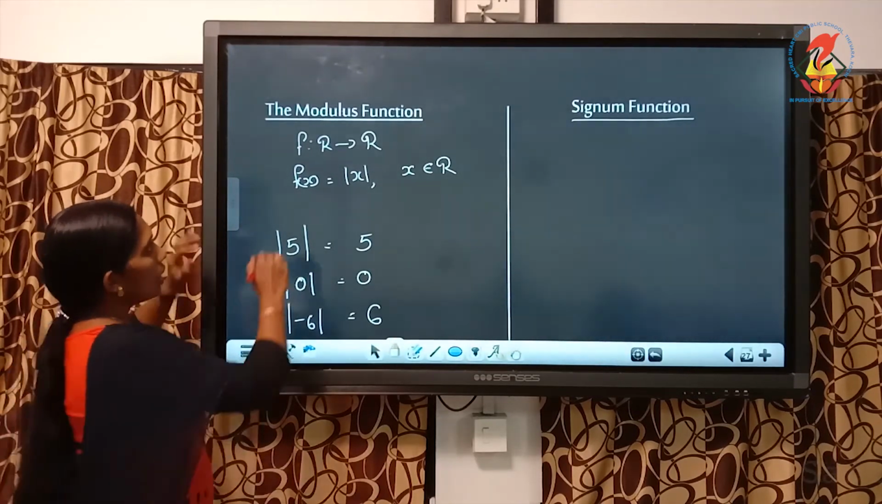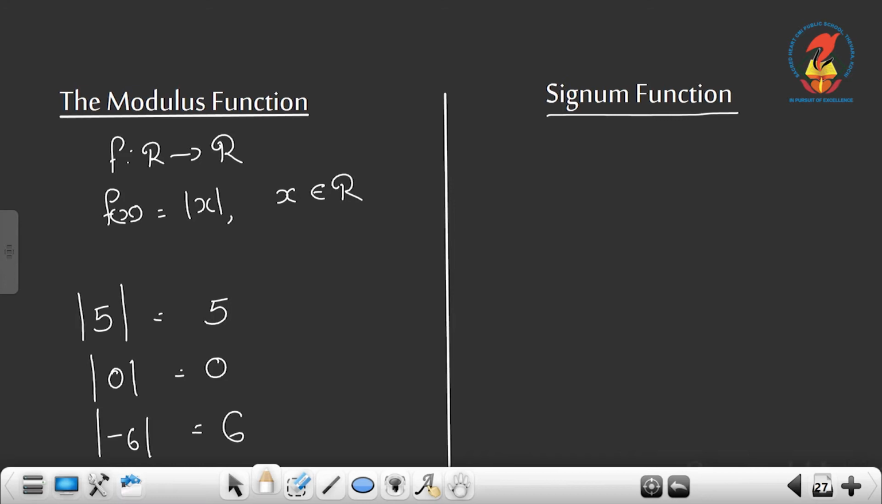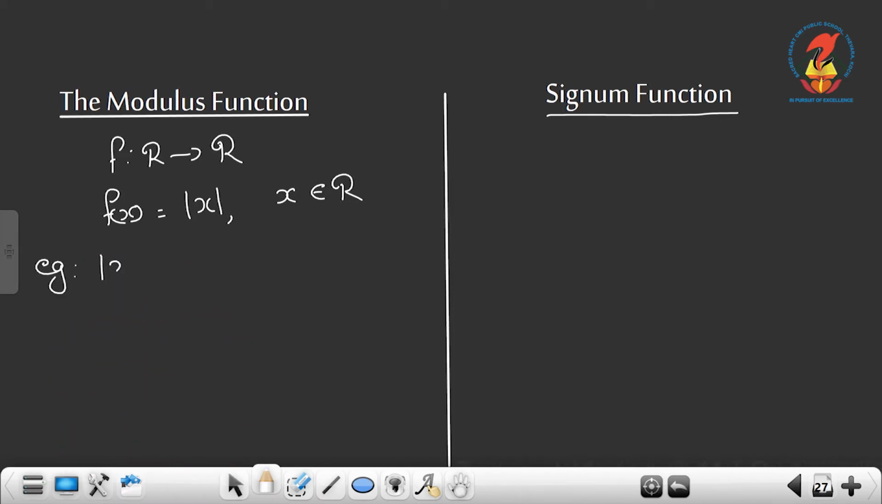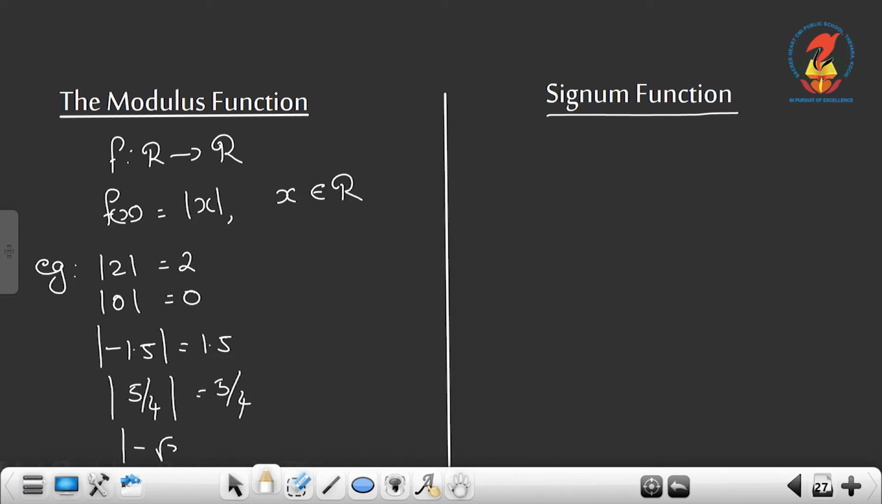Okay. So, modulus function is defined as f of x is equal to mod x. Example, you can write some examples. Mod 2 is equal to 2, mod 0 is 0, mod minus 1.5 is 1.5 itself, mod 5 by 4 is 5 by 4, mod minus root 3 is equal to root 3, like that. Check the right hand side, all positive numbers, not negative. Okay. So, this is the meaning of modulus.